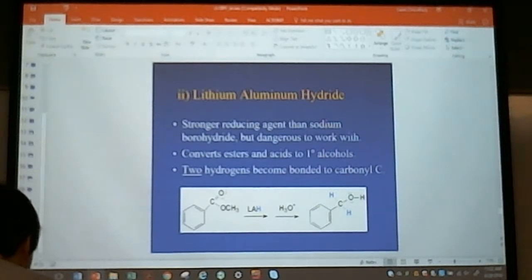Stronger reducing agents will add two hydrogens, so you're starting from an ester or acid fluoride. Then at the end of the day, we're going to end up adding two hydrogens and forming the alcohol. You really cannot stop at the aldehyde with this reagent.